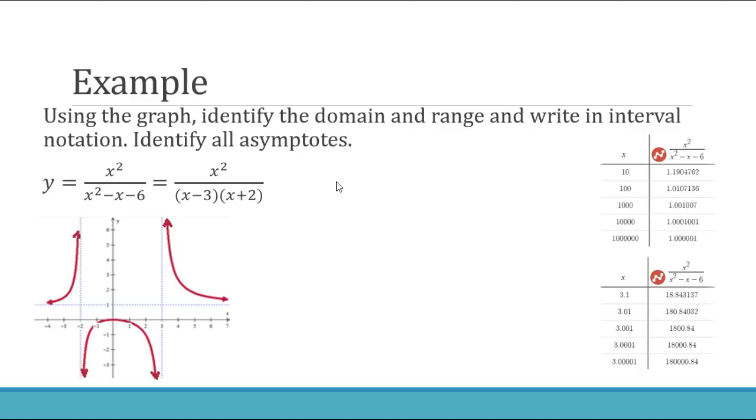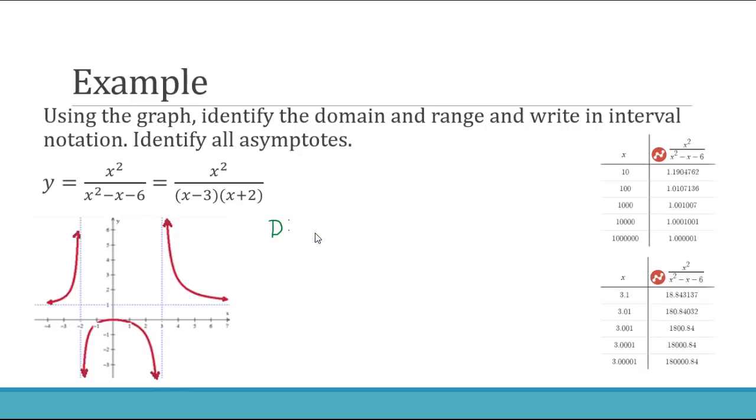In this example, using the graph, we want to identify the domain and range and write it in interval notation, and we want to identify from the graph all the asymptotes. So let's go ahead and start with domain here. So the domain of this rational function, based on the graph, it looks like we're skipping over -2, so there's no values along the x value -2, and there's no points, no values along the x value 3.